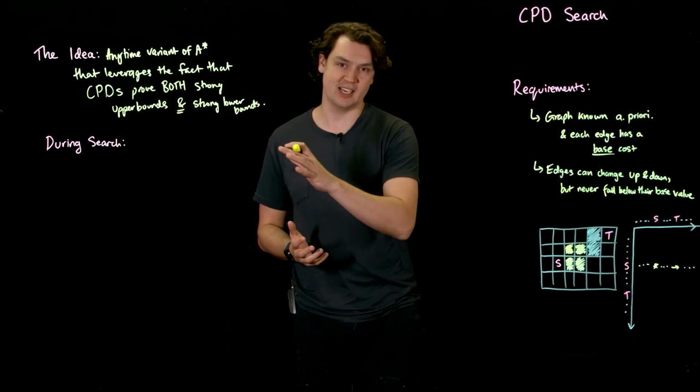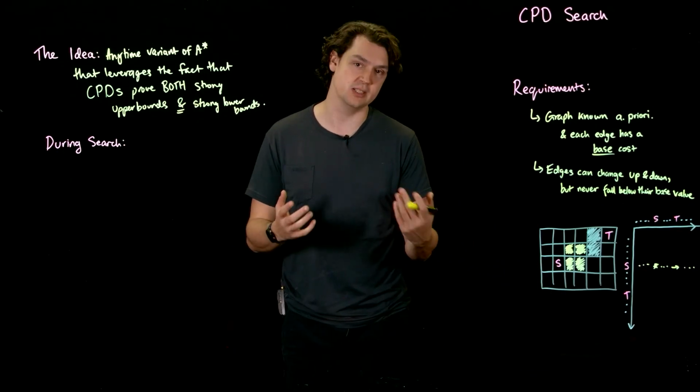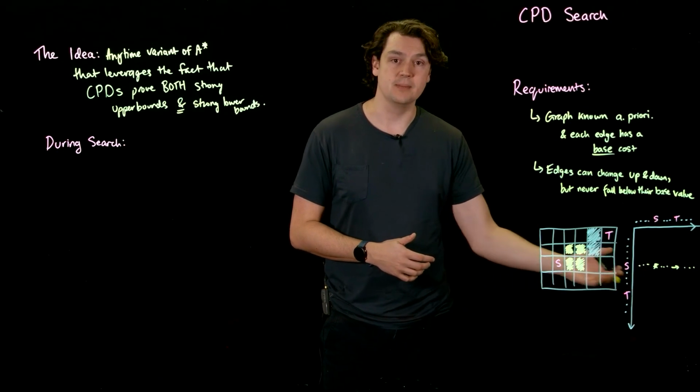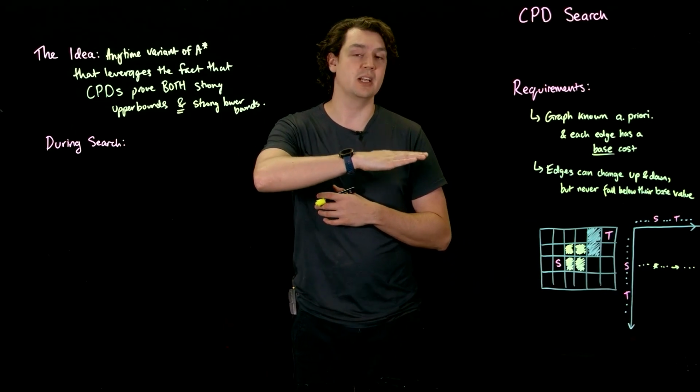We know when we're running an A-star search, we need our heuristic to be accurate, but it has to be admissible, consistent. Well, CPDs are. In the base cost, that is going to give us the optimistic estimate, our lower bound.